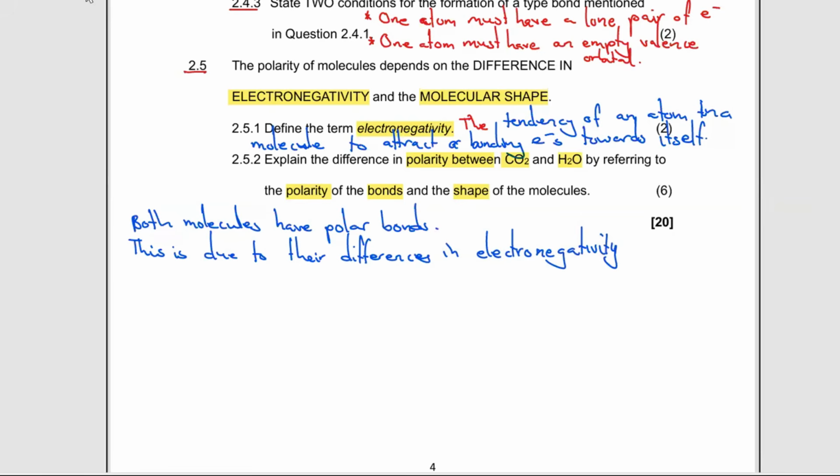Then what are we referring to? We're referring to the carbon and oxygen, as well as hydrogen and oxygen. So this is due to their differences in electronegativity. Let me be specific. We can say between carbon and oxygen, or hydrogen and oxygen, as well as carbon and oxygen, like that. Then now we proceed to refer to the shape.